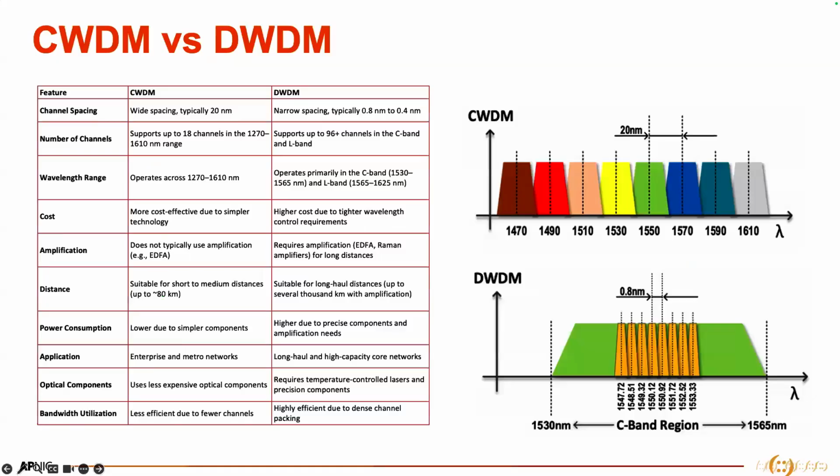As you can see, CWDM supports 18 channels in the 1270 to 1610 nanometer range. So this is a wide range of wavelengths, where you have the C band as well. But DWDM only works in the C band and L band. It doesn't work in any other band. I hope that answers your question. Thank you.